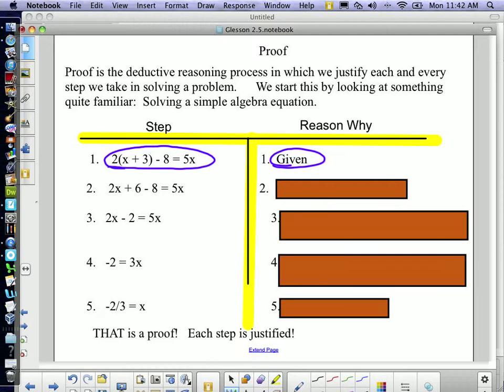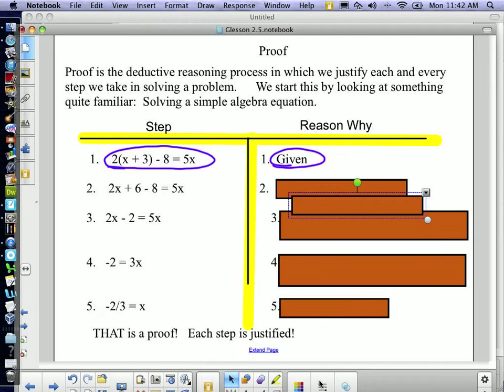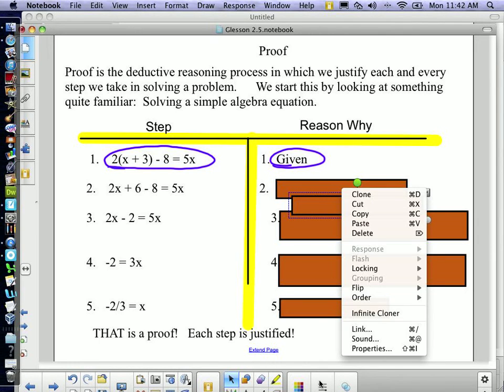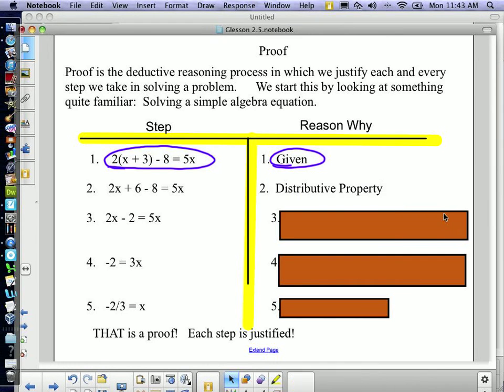And then I do something. I actually simplify something a little bit. So what did I do to get from step 1 to step 2? How did I get there? What changed? I distributed, didn't I? And we used the distributive property.